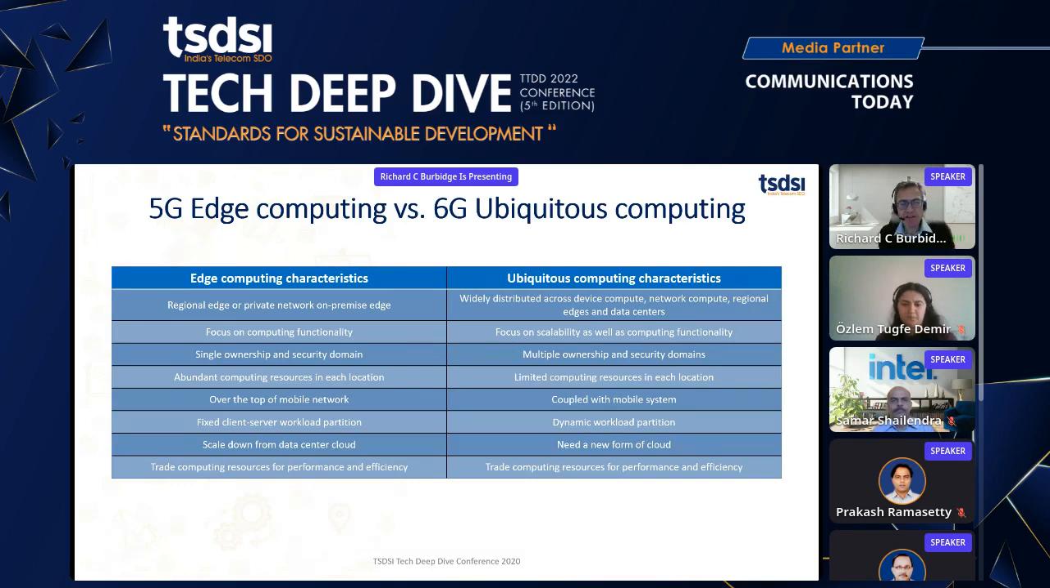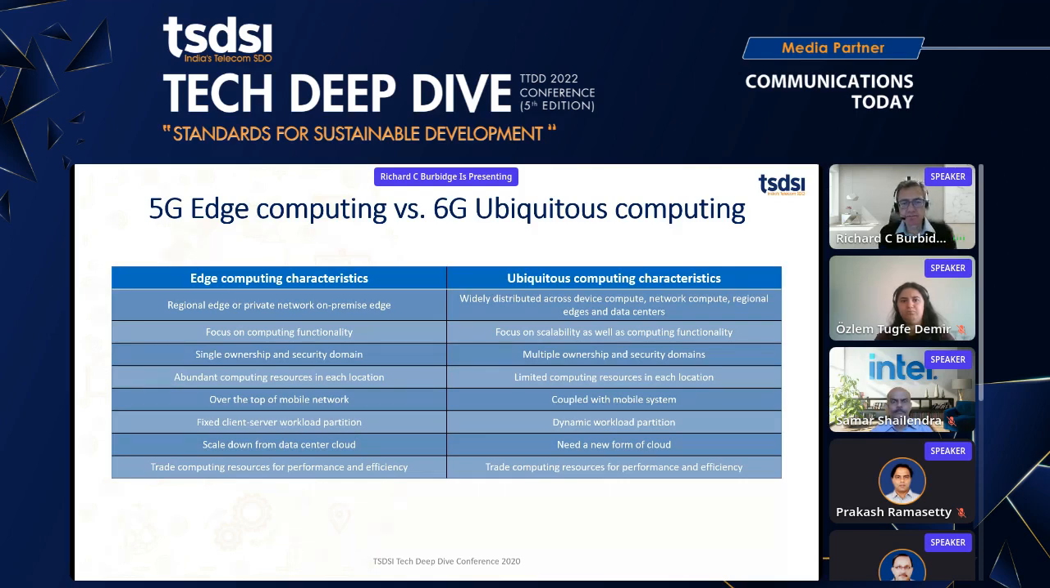So other differences: 5G edge computing resides beyond the 5G mobile core network. So the control messages and the data traffic between the mobile devices and the edge computing servers all have to be transported as over-the-top traffic over the 5G system. In a 6G wide area cloud, the computing becomes part of the 6G system, and we can have a much tighter coupling between the communications and computing, especially from a control plane perspective.